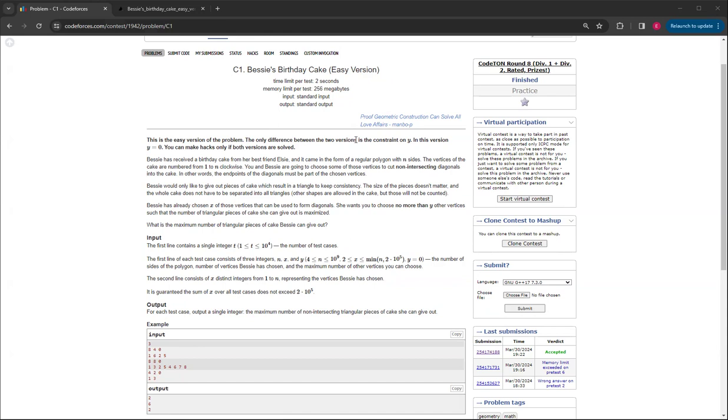Bessie would only like to give out pieces of cake which result in a triangle. Size of the pieces doesn't matter, and the whole cake does not have to be separated into all triangles. There's also Bessie's chosen x vertices that can be used to form diagonals. She wants you to choose no more than y other vertices, but for the easy version, y is always going to be equal to 0. What is the maximum number of triangular pieces that Bessie can give out?